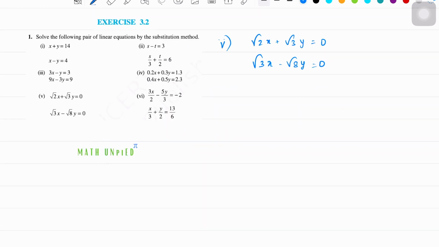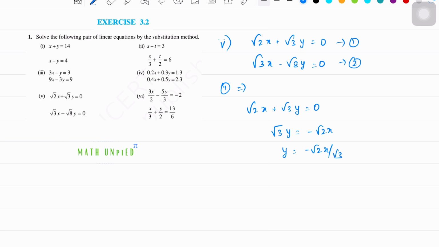Now let's move on to the fifth one. Root 2x plus root 3y equals 0 and root 3x minus root 8y equals 0. So let this one be the first equation, and this is equation 2. Now we can start with 1 and simplify this. So root 2x plus root 3y equals 0. Root 3y equals negative root 2x, or y equals negative root 2x over root 3.